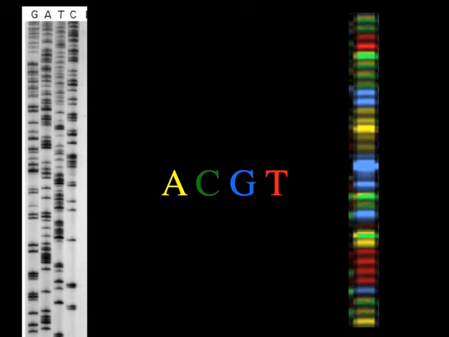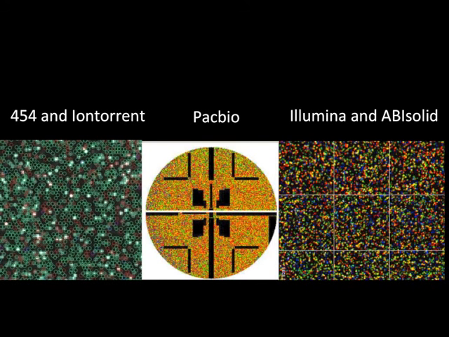In the 1980s, researchers developed technologies that turn the sequence of chemical bases in DNA into a sequence of colors. In the mid-2000s, digital cameras made it possible to read out the sequence of millions of DNA molecules simultaneously.